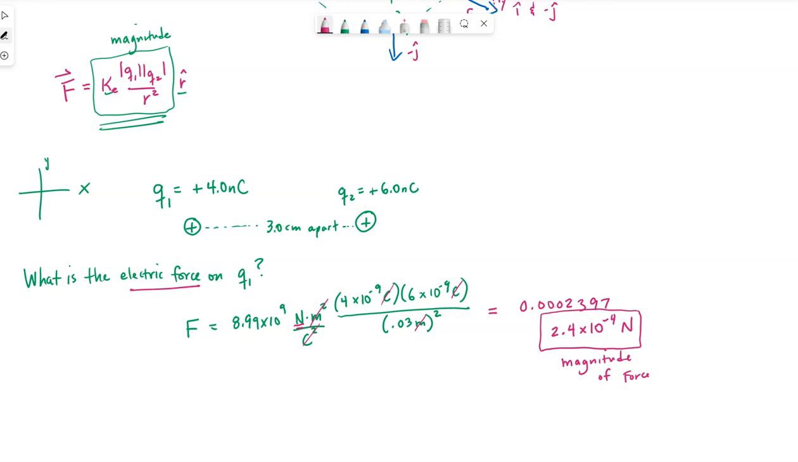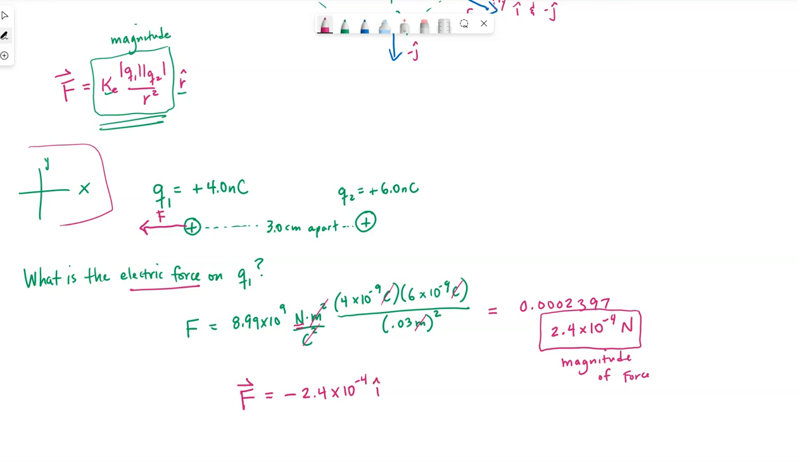The question overall, though, because it's just asking us for force, and force is a vector, we will want to get the direction on it. So because both of these charges are positive, we know they are going to repel. So Q2 is going to push Q1 away. That means Q1 is experiencing a force to the left. So in a typical Cartesian coordinate system, this would be the negative i hat direction.